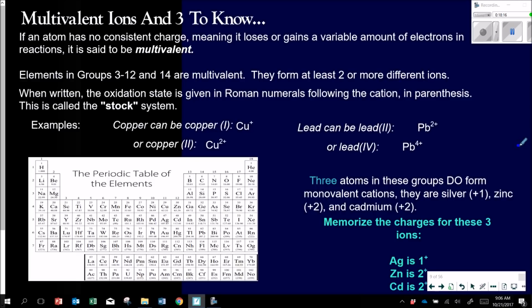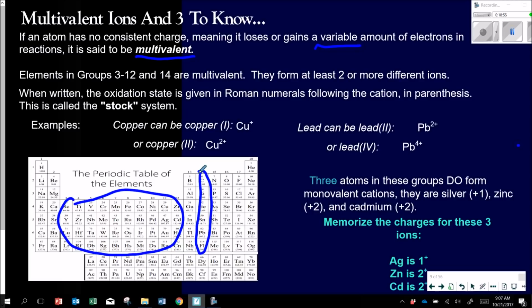If an atom has no consistent charge, meaning that it loses or gains a variable amount of electrons in chemical reactions, it is said to be multivalent. Elements in groups 3 to 12 and 14 are multivalent. Here they are on the periodic table, groups 3 to 12 and group 14. They form at least 2 or more different ions.